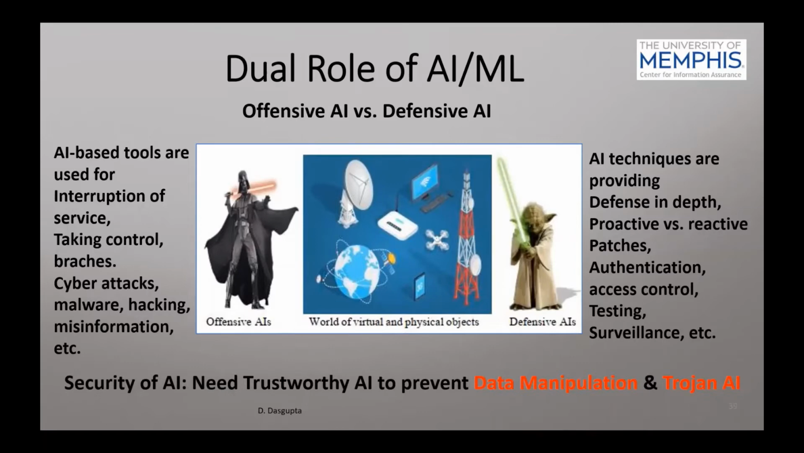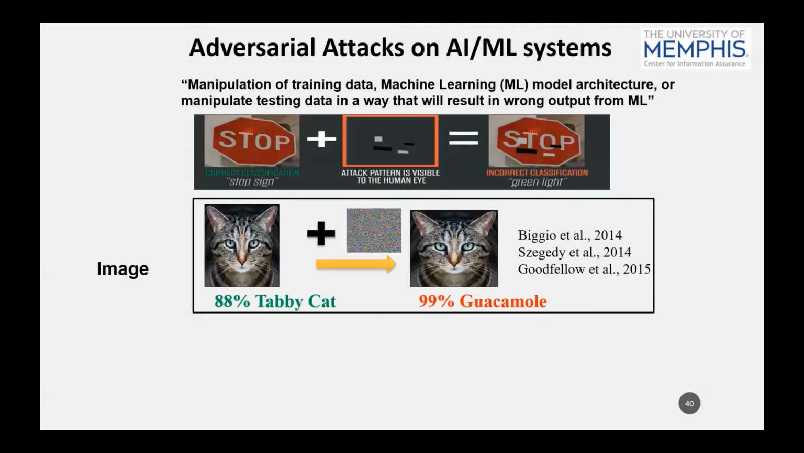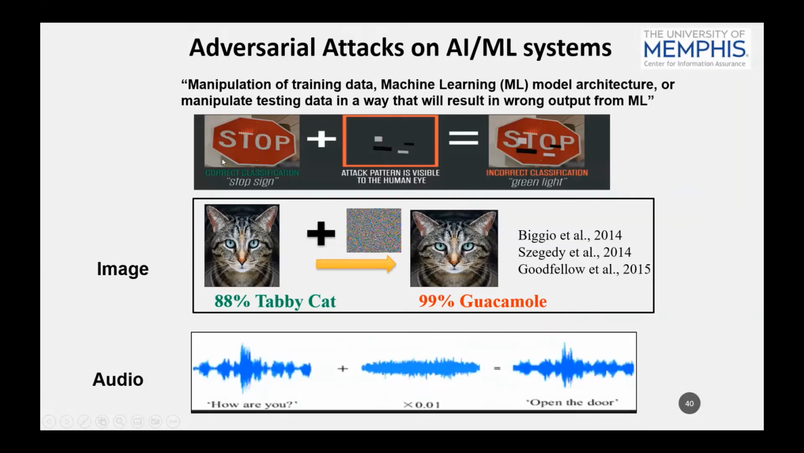So security of AI needs trustworthy AI to prevent data manipulation and Trojan AI, which means model compromise. Now, adversarial AI in the traditional sense is the manipulation of training data, machine learning model architecture, or test data in a way that will result in wrong output from ML. So you can see this is a stop sign with some added noise. The system will show incorrectly a green light, so the car will go, causing a crash and damage.